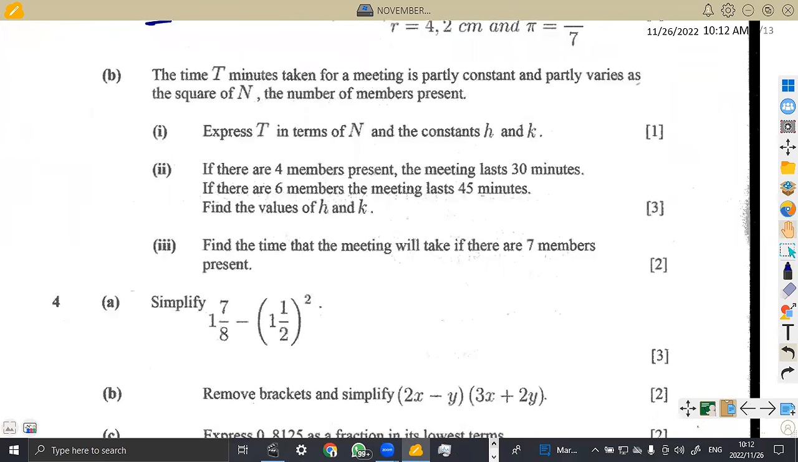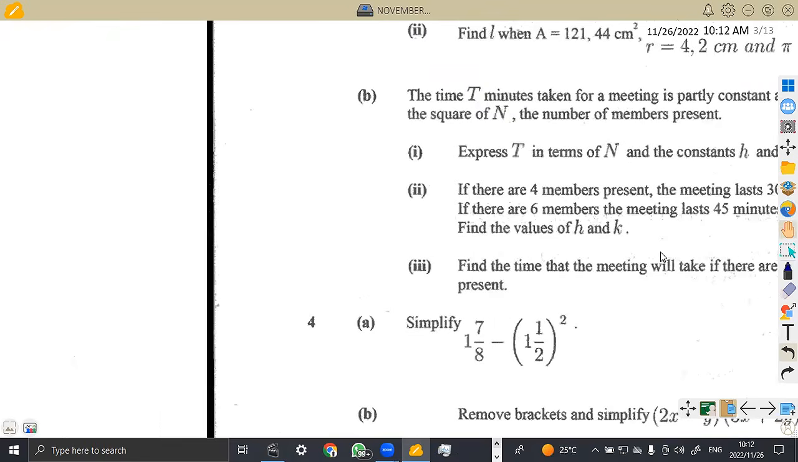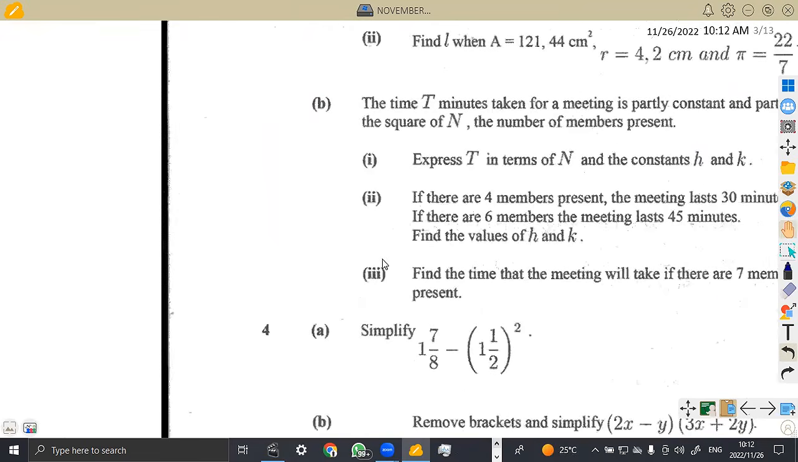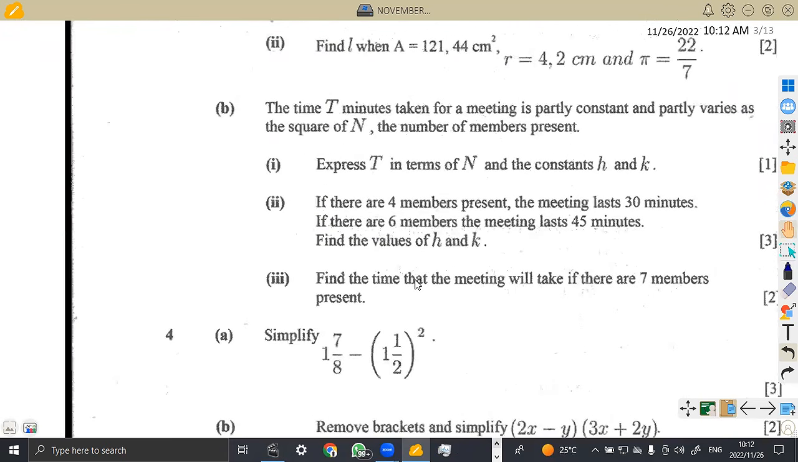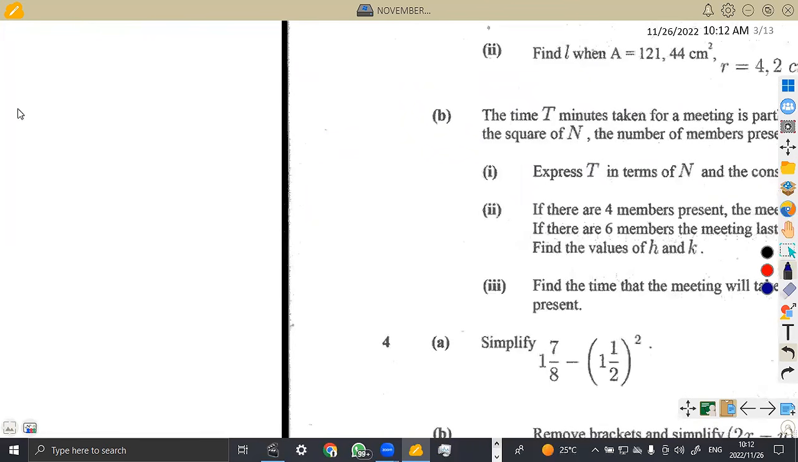Okay, the B part, we are now given that the time T taken for a meeting is partly constant and partly varies as the square of n, the number of members present. So n is the number of members present. We have got t here. This is actually partial variation because we are asked to express t in terms of n and constants h and k.